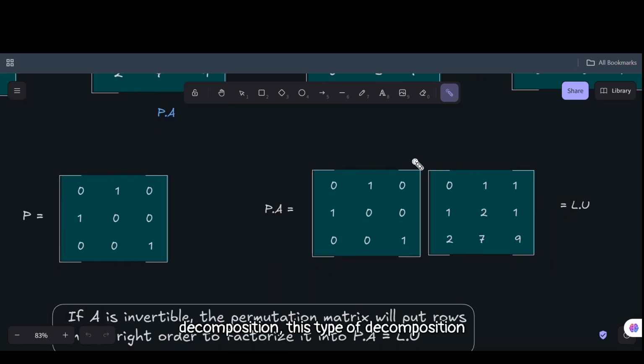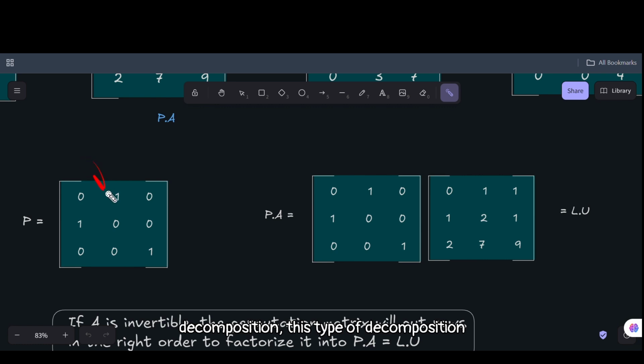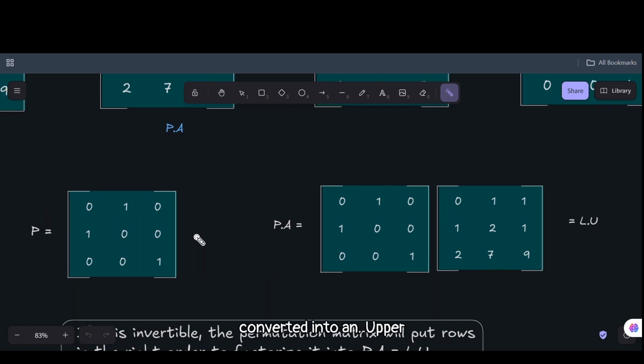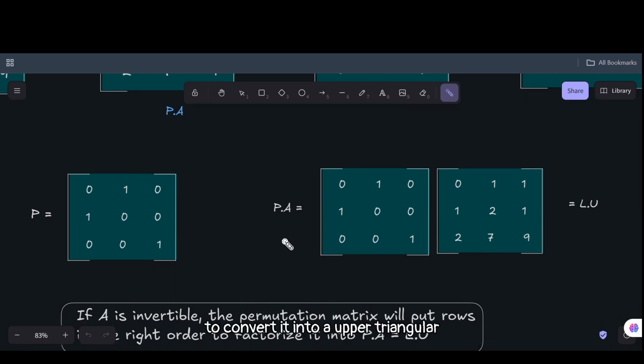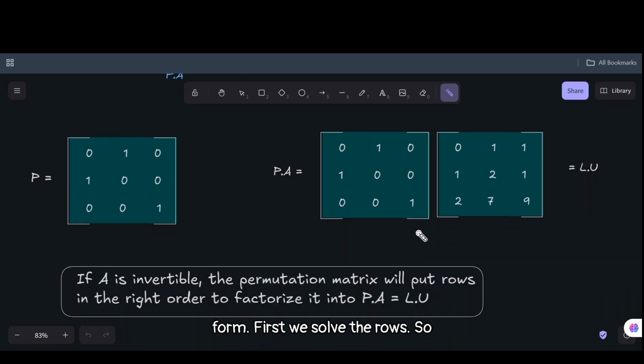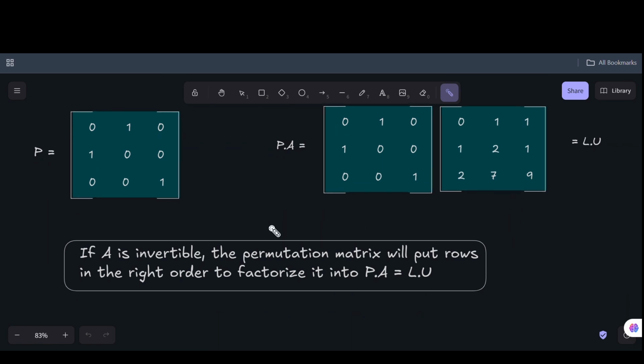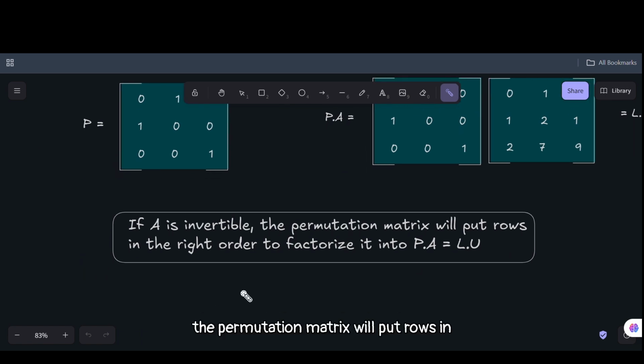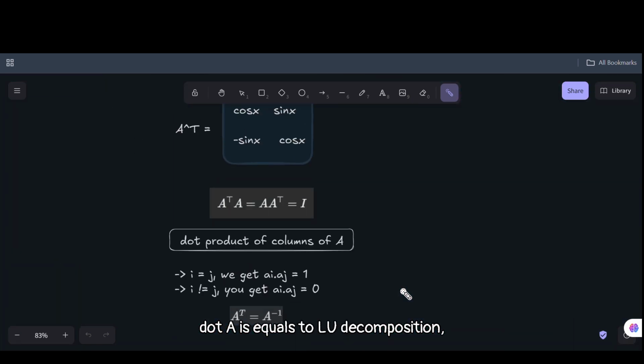So this type of decomposition, where it is first converted into an upper triangular form, after first swapping the rows, is known as the PA equals LU decomposition. So if A is invertible, the permutation matrix will put the rows in the right order to factorize it into P dot A equals LU decomposition.